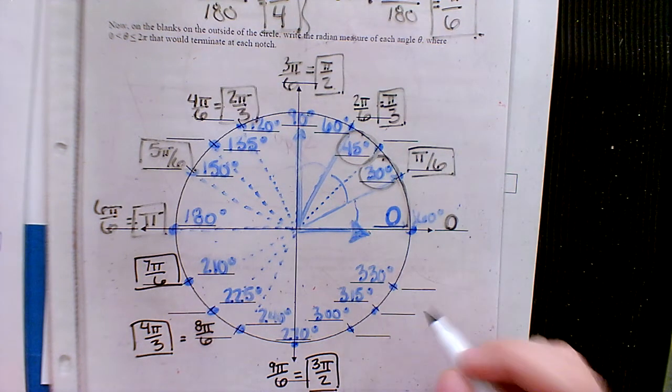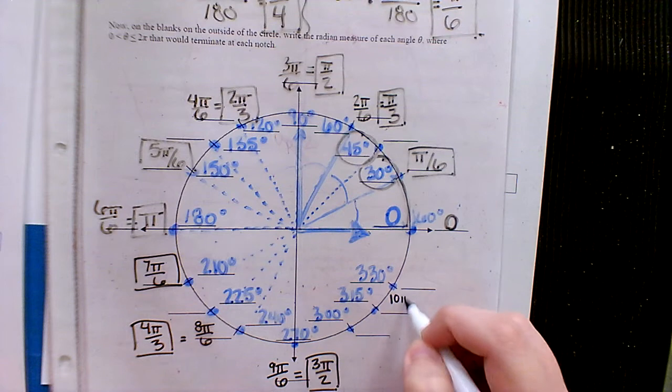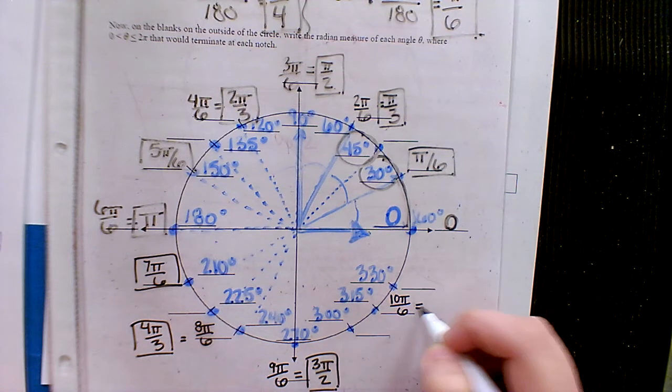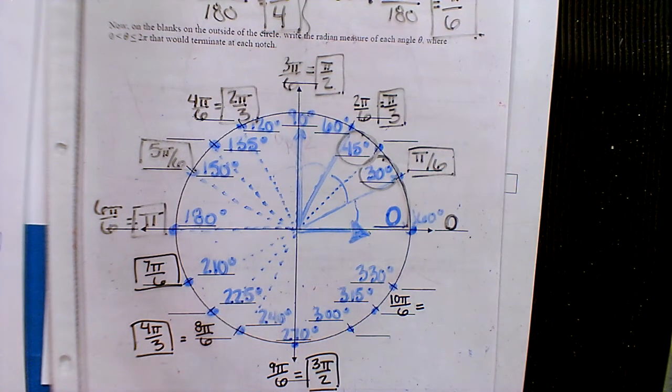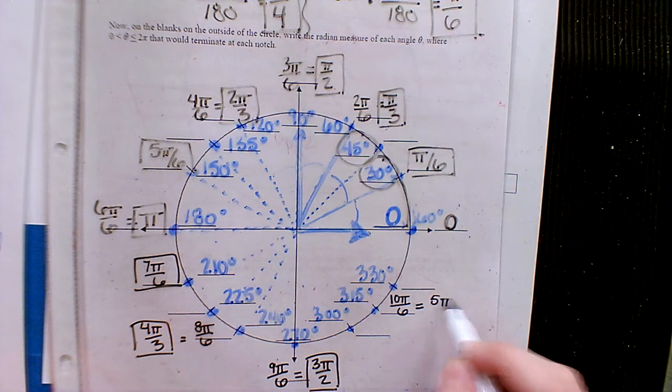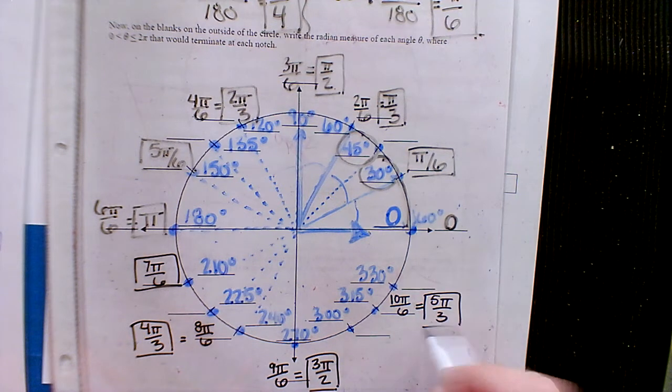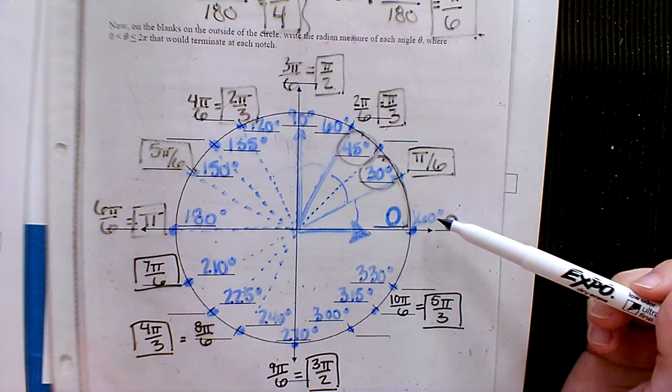Another 30, we're at 315. So we'd be at 10 pi over 6. Simplify to 5 pi over 3. And then another 30, we're at 360.